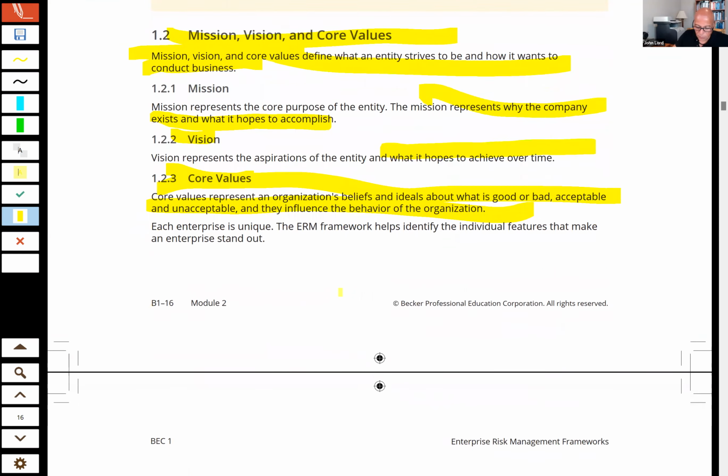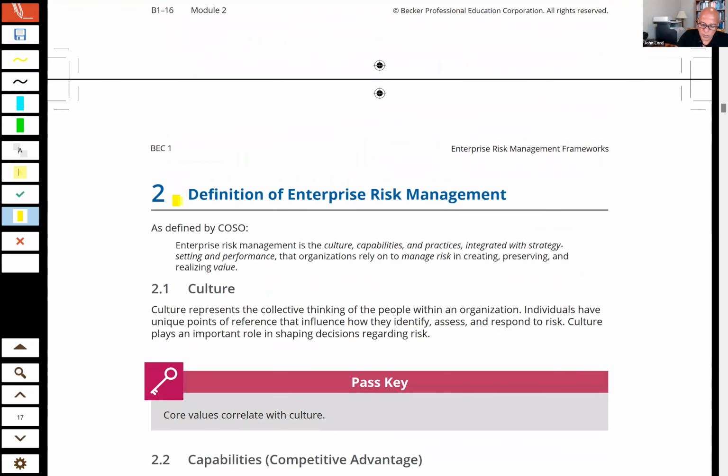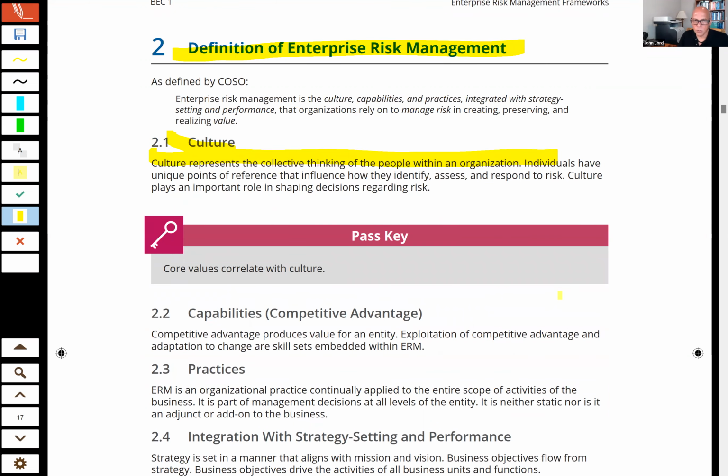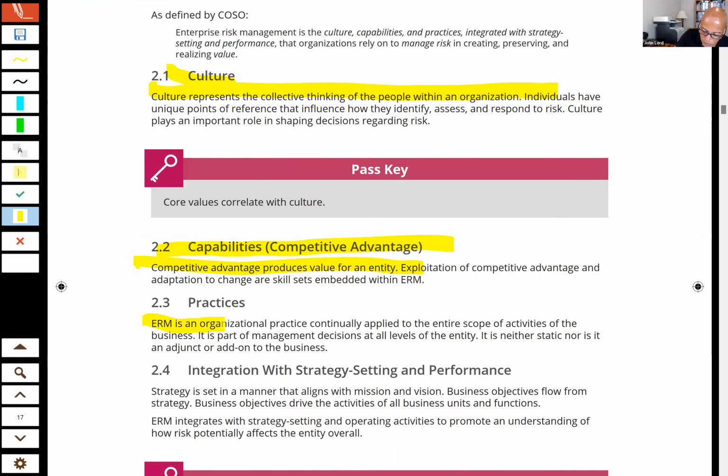Now, when you come over, and we're going to continue here, and obviously we're talking about some definitions that are used. Culture represents the collective thinking of the people within the organizations. And, you know, culture sometimes is something that can be a little bit invisible to you, right? So that's something to keep in mind. Now, you come over, what are the capabilities of the company? What is the competitive advantage for the entity? What are the practices? They tell us that enterprise risk management is an organizational practice continually applied to the entire scope of activities of the business.